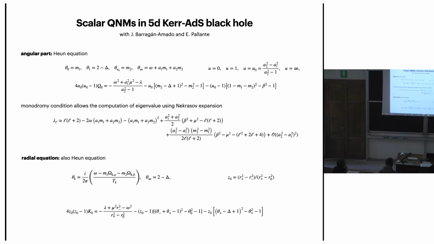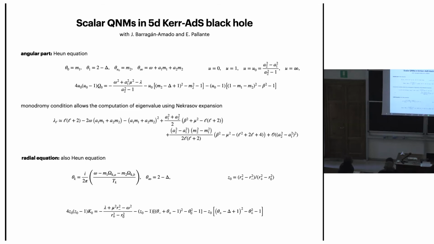Well, the accessory parameter is given by that horrible expansion, but you can use any computer algebra system and the Nekrasov expansion to give an expansion for the angular eigenvalue by just implementing this condition for a triangular connection matrix. So I guess this is well enough.